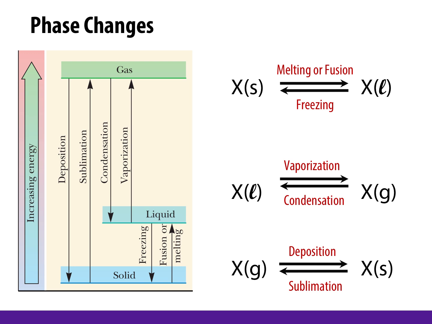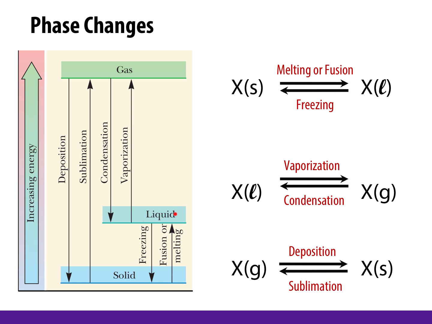Now, the different phase changes involved here. This is one of the key things to memorize from this content, just the names of these different phase changes. Here on this graph, we have them on a sort of energy axis. So the energy of the solid is the lowest of all of our different phases. Remember, as we cool things down, we eventually go to the solid state.